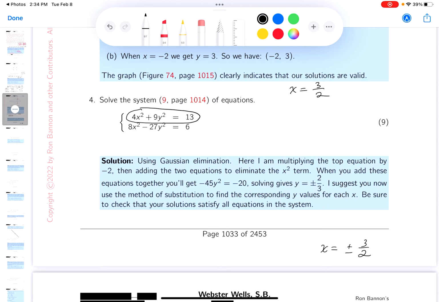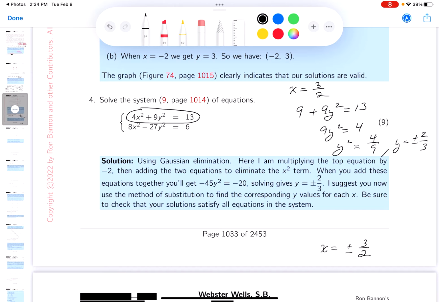So if you plug it in, what would you get? You would get 4 times 9 quarters, which is just the number 9, plus 9y squared is equal to 13. Well, 9y squared would equal 4. Y squared would equal 4/9. And what does that mean? Y is plus or minus 2/3.